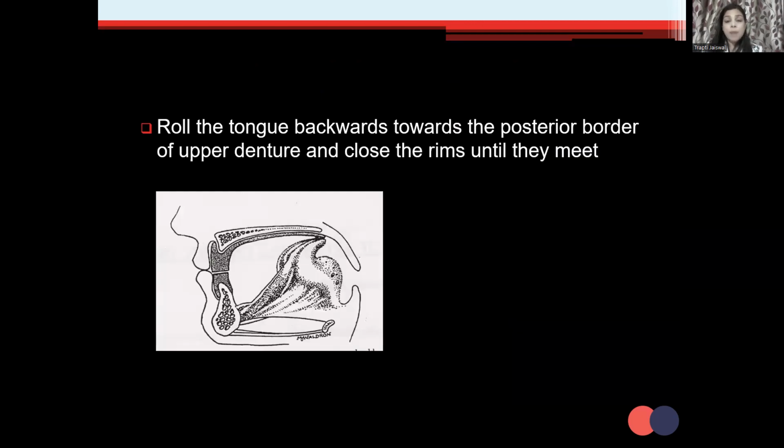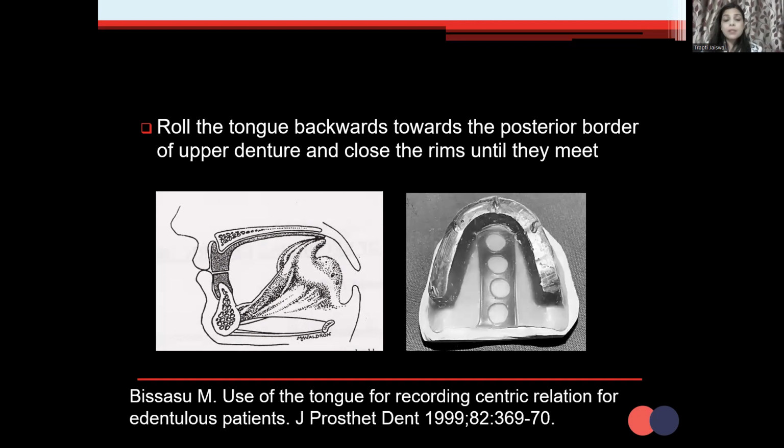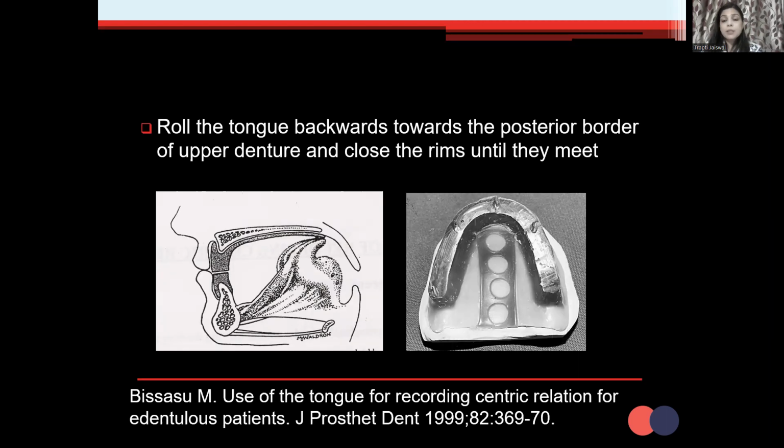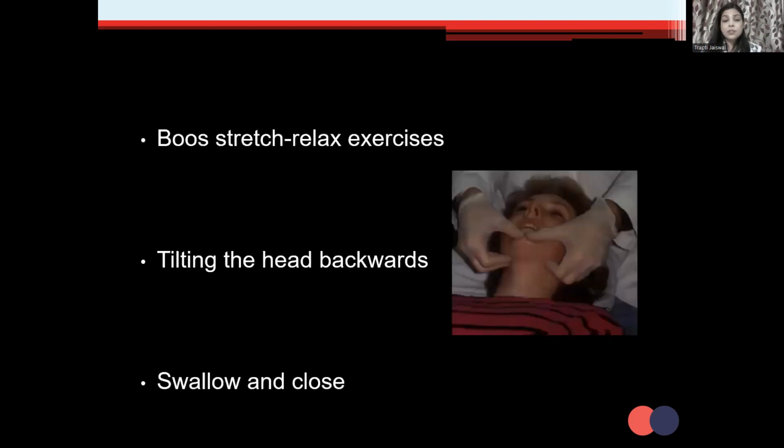Another method is to roll the tongue backwards towards the posterior border of the upper denture and close the rims until they meet. By rolling the tongue backwards towards the posterior border of the upper denture and closing the rims, there will be the centric relation position, because by the movement of the tongue, the mandibular condyles go into the centric relation position. In this article they have given this as a guide to pull the tongue backwards, so that the tongue position guides the mandible into the centric relation.